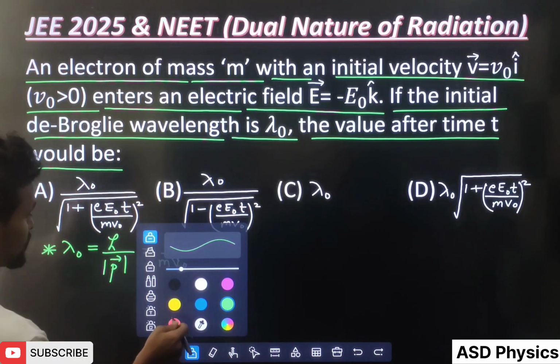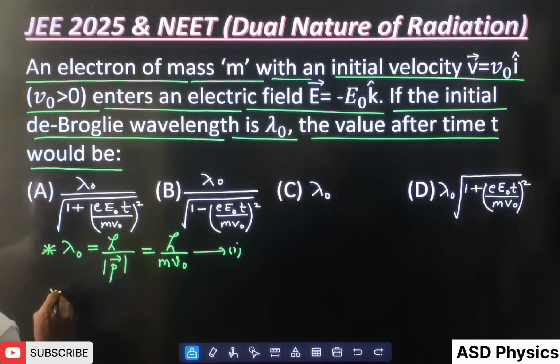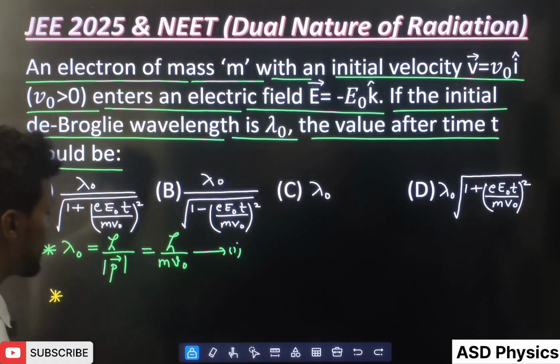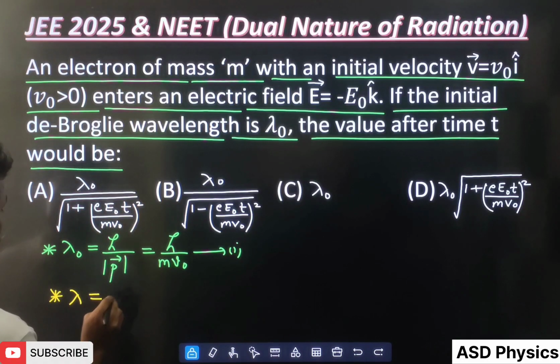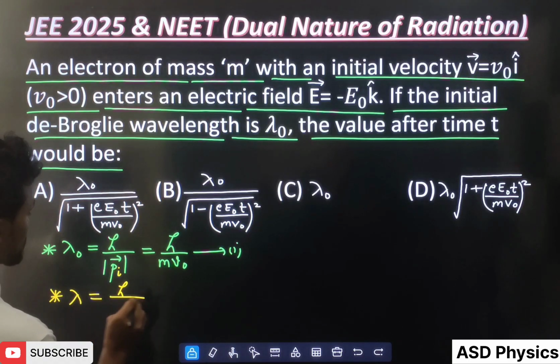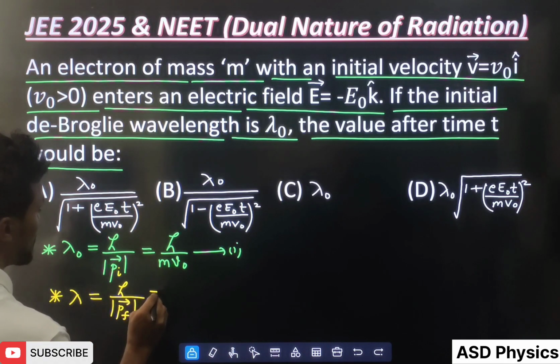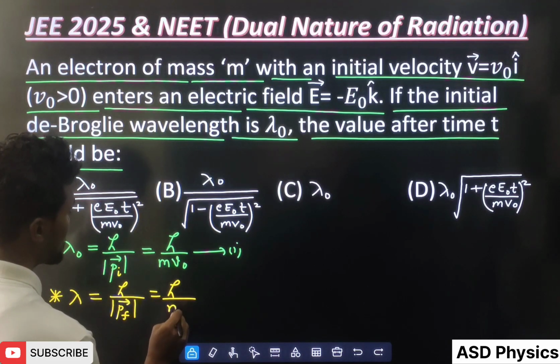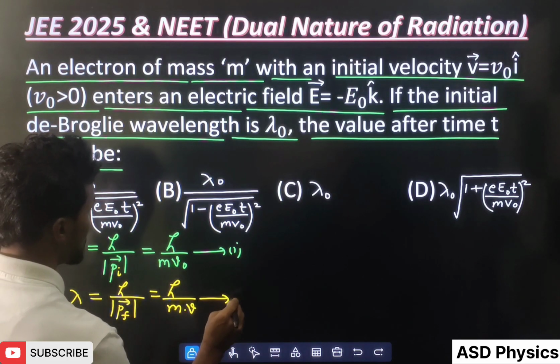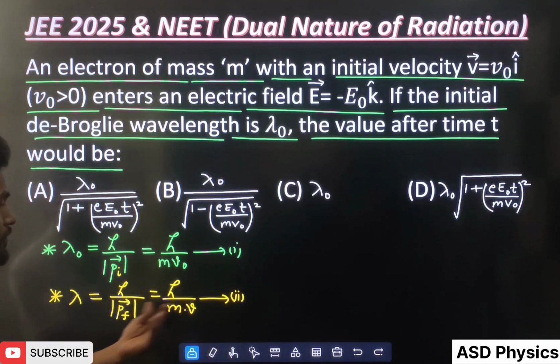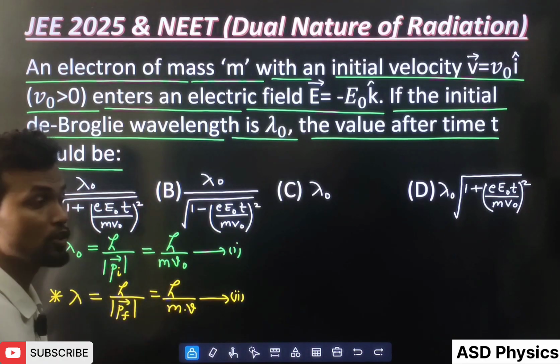Okay, next, to calculate the new de Broglie wavelength, again we have to use the formula. Let's take this as the initial momentum. After that, let's take the momentum changes to some final momentum. In this situation I am writing m into v, where the velocity at that time is v. We are going to calculate this velocity v.